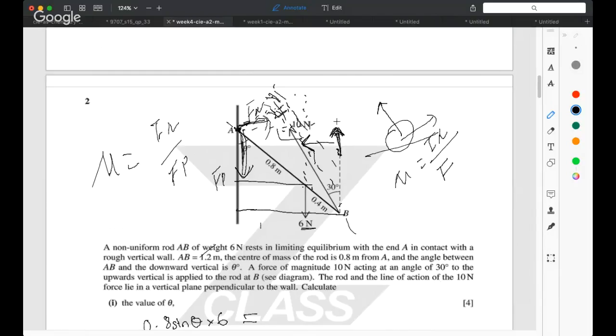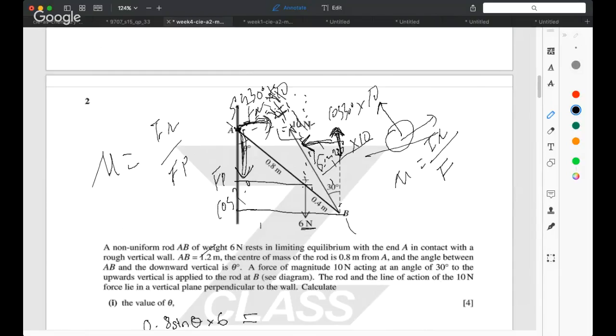You split it into vertical and horizontal direction, right? So this is 6, and you don't need to do this because it's already vertical. So that one is cos 30 degree times 10. This one is sine 30 degree times 10, right? So this force here is equal to that force here, because the net force is in equilibrium, so the net force is 0. So essentially this one is equal to sine 30 times 10, and that one is equal to cos 30 times 10.